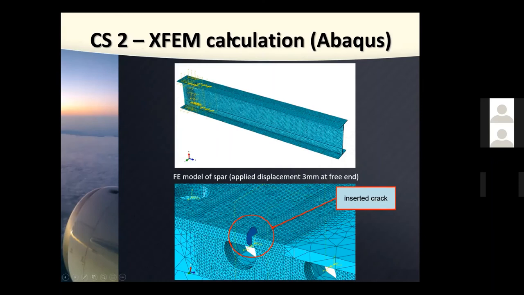But a year later, I did the same calculation using a 3D model in Abaqus, and I used XFEM. So I inserted a crack here in this area where the first crack appeared in the experiment. And at that time, we couldn't simulate two cracks simultaneously. So I could simulate only one crack at a time. So my decision was to simulate this crack. And I inserted here this crack. You can see it's penny shaped.